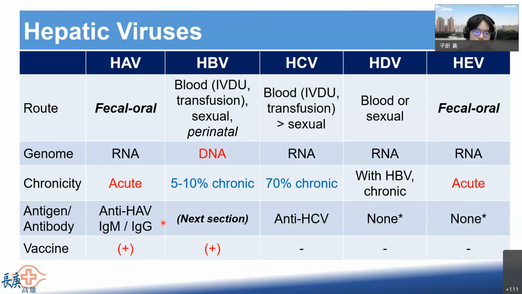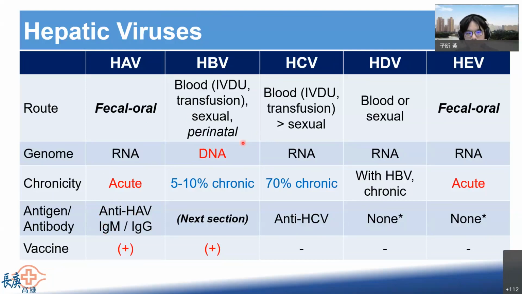For anti-HAV, as I just said, there's IgM and IgG. IgM is the acute phase, and IgG will be present once the patient is exposed. So IgM is the diagnostic marker for acute hepatitis. As for the other viruses, HBV is a DNA virus. This is very important.